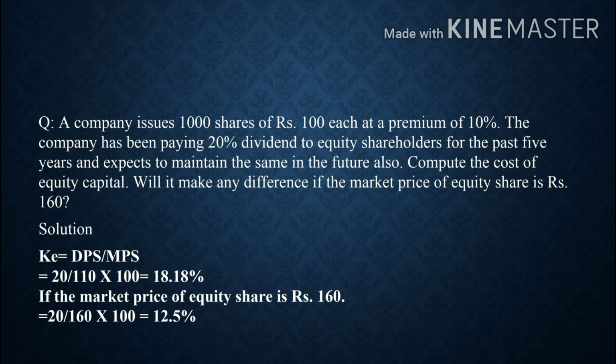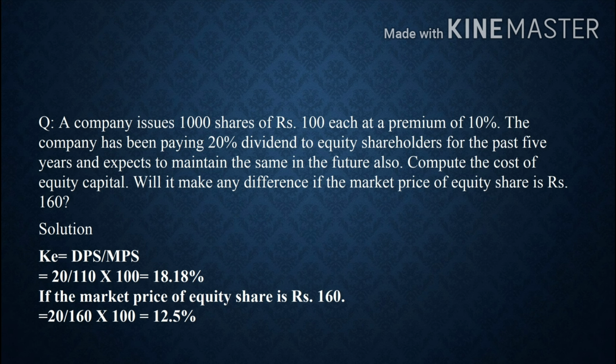Look at this problem. A company issues 1000 shares of rupees 100 each at a premium of 10%. The company has been paying 20% dividend to equity shareholders for the past 5 years and expects to maintain the same in the future also. Compute the cost of equity capital, and will it make any difference if the market price of equity share is rupees 160? Here the equation is KE is equal to DPS by MPS. KE is cost of equity, DPS is dividend per share, and MPS is market price per share.